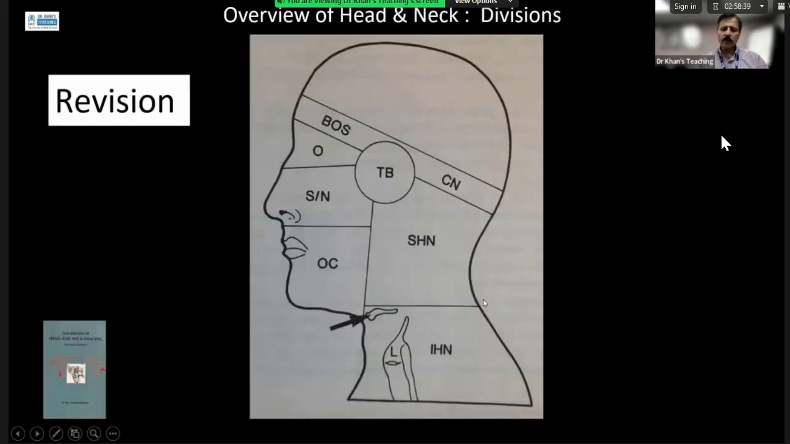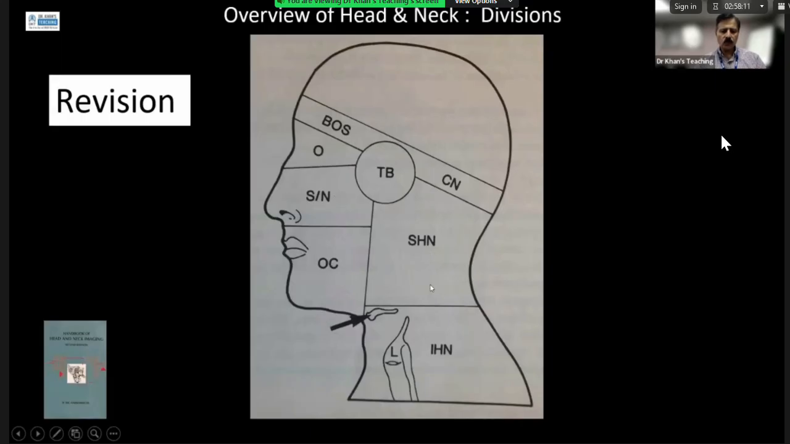So a bit of overview of head and neck. We can divide it into various sections. Some of these we have already covered. First of all is the temporal bone covered. Then base of skull and cranial nerves, we have covered that. Orbits, we have covered that. Today we are going to do sinonasal, paranasal sinuses, and the oral cavity.